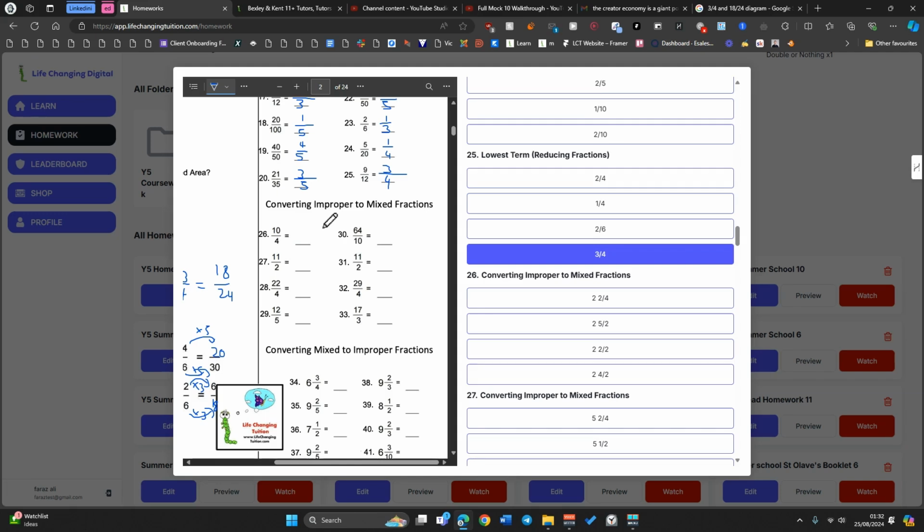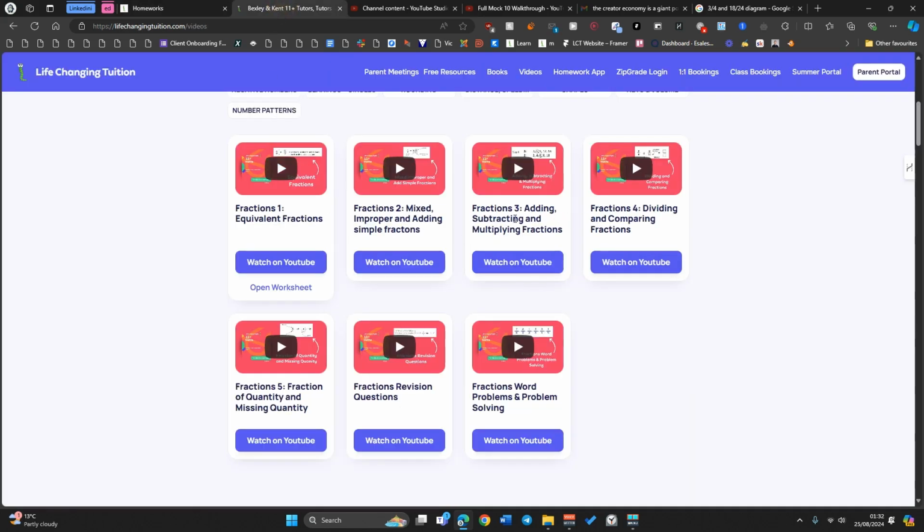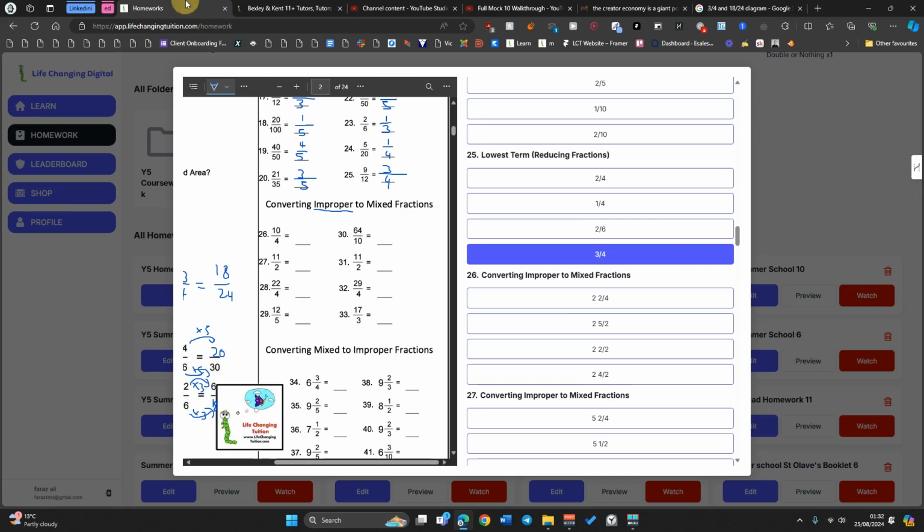Converting improper to mixed fractions. Okay, what we have to do here, an improper fraction, we can go back to here, does it show it here? Here it is, fractions 2, this video explains improper and mixed fractions. An improper fraction is one where the top number is bigger than the bottom number. Why is it improper? Well, because if you imagine 10 over 4, so this circle is split up into 4 pieces, right? It's saying 10 is shaded. That basically means all of this is shaded, but there's also another section, another circle where all of it is shaded.